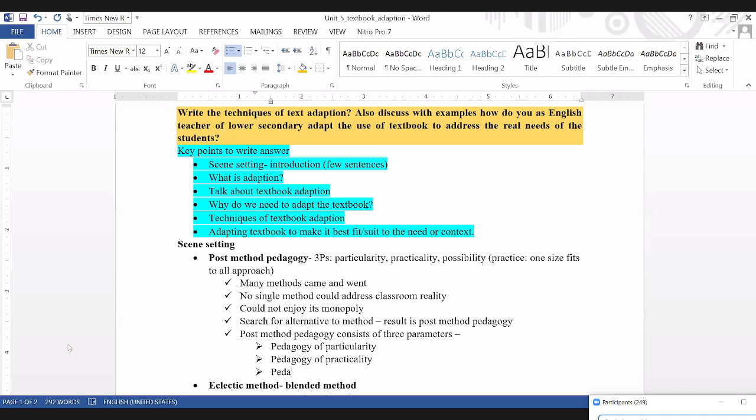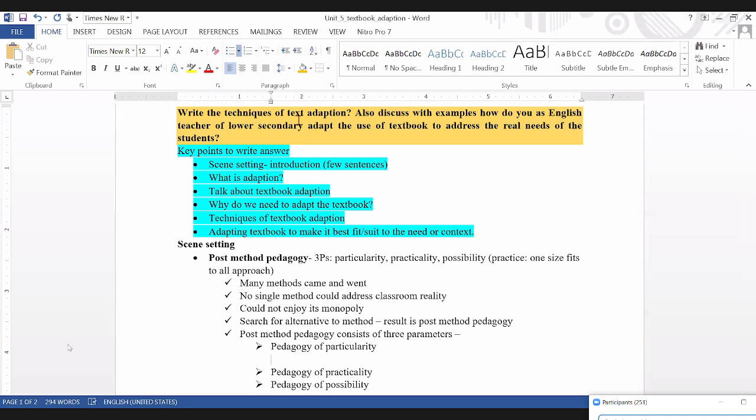Pedagogy of possibility. So every learner has inherent potential to be an educationally successful person, economically successful, politically and socially successful in society. So why don't we explore that kind of inner potentiality of the students? That is the possibility. So pedagogy should seek to address these three: pedagogy of particularity, pedagogy of practicality, pedagogy of possibility.